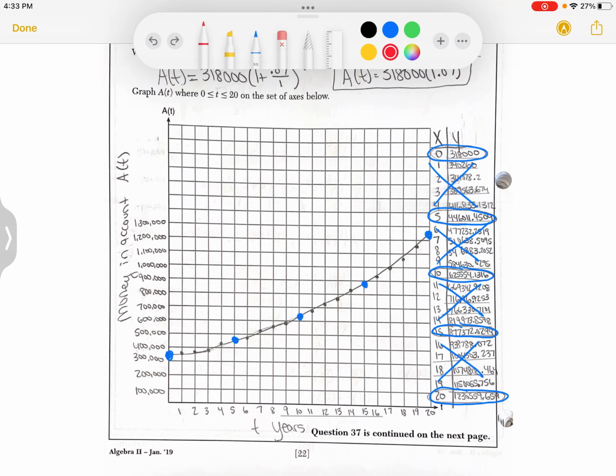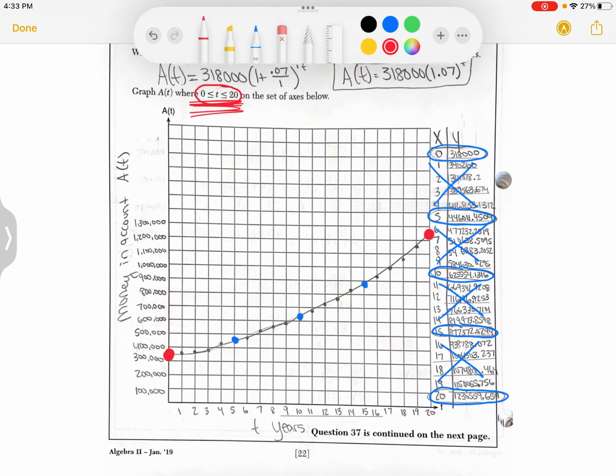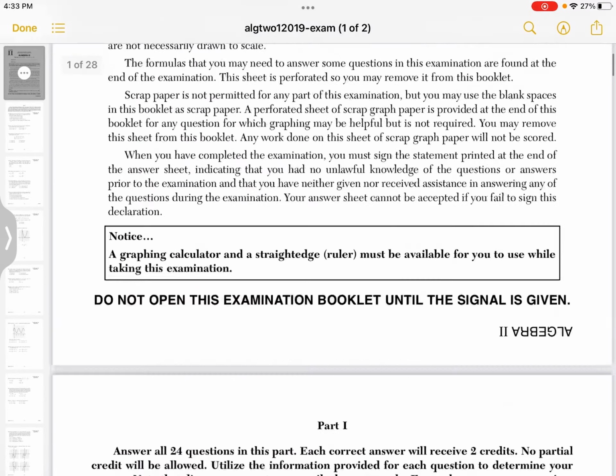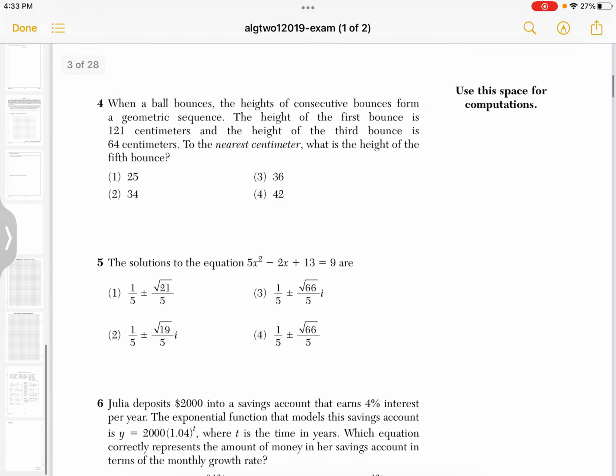Then I plot the points, make sure your scale is there, your labels on your axes are good, and this is crucial. Since it told me to only graph from 0 to 20, you do not put an arrow here. I know on your calculator it continues forever, but no, it's telling me just graph from 0 through 20. That means it ends here, and that's all it cares about. Do not put an arrow on this graph. Okay, now that I showed you the graph, I'm going to go back to the exam.